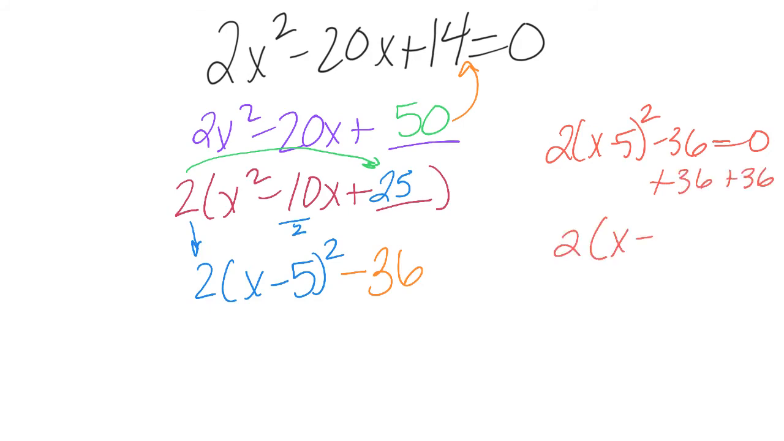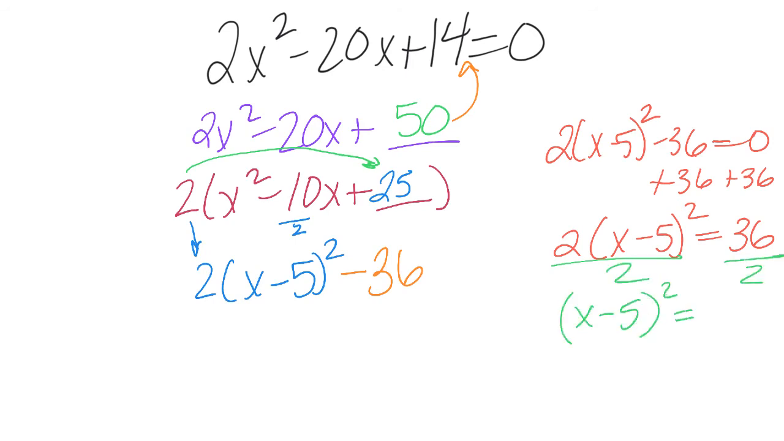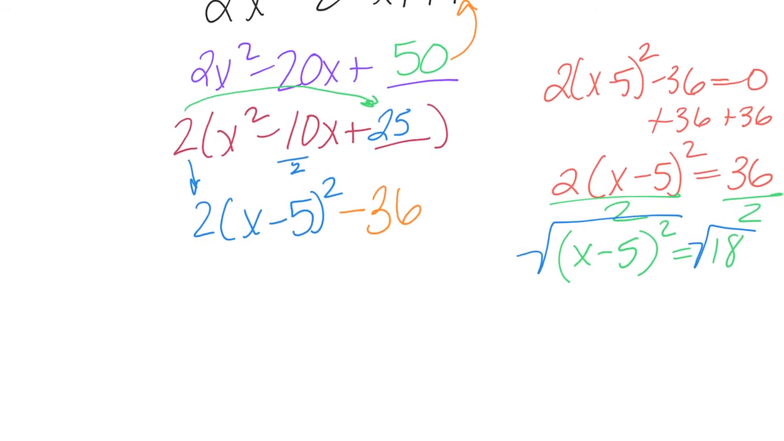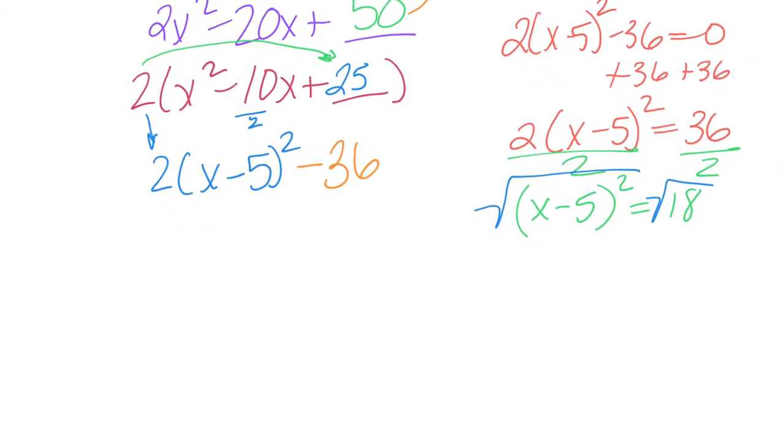2 times x minus 5 squared equals 36. Okay. And now I can divide by 2. So x minus 5 all squared equals 18. Well, now I can do like we've done all these other times and square root both sides, but I'm about to run into a little bit of a problem here.